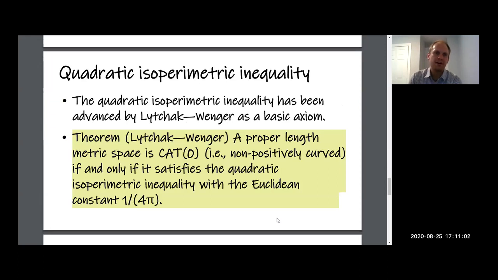Next, I want to talk a little bit about the quadratic isoperimetric inequality. This has been studied extensively by Alexander Lytchak and Stefan Wenger. It is a basic axiom in these geometric types of problems. One result that is, you might say, the culmination of the whole approach is the following theorem. It says that non-positive curvature can be characterized precisely in terms of the quadratic isoperimetric inequality with the Euclidean constant. So if you have a proper length space, it is CAT(0) if and only if it has the Euclidean isoperimetric constant.